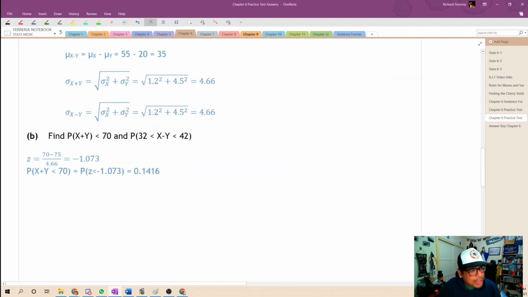0.1416. And as you can see on the paper, I've just written basically all of the work that we were supposed to do. We found the z-score of negative 1.073, and of course that probability is going to be the same.